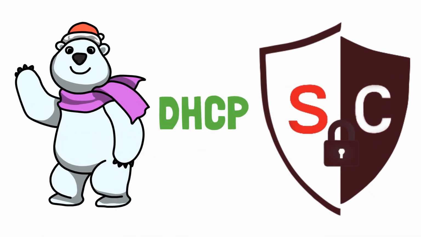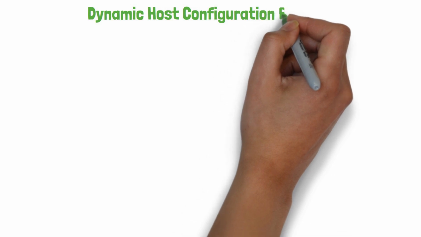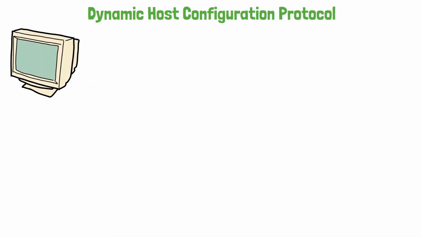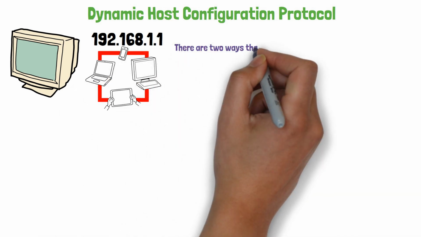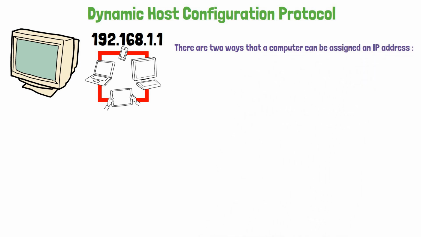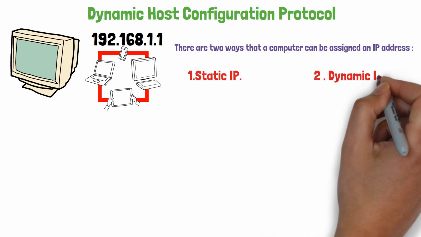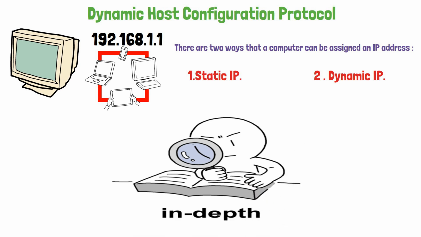Today let us learn about DHCP. DHCP stands for Dynamic Host Configuration Protocol. Every computer or a device has to have an IP address for communication purposes. There are two ways that a computer can be assigned an IP address. First is static IP. And second is dynamic IP. Let us understand it in depth.